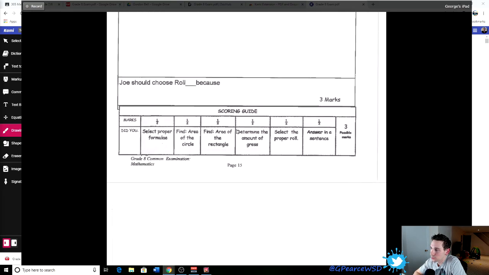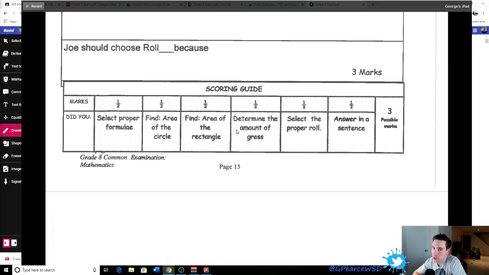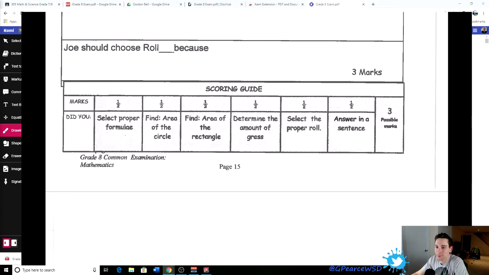Here, this is important. Let's zoom in. This stuff is going to be really important. Did you select the formula? Find the area. So you can get half marks even if you don't get the right final answer. If you can show the formula, write down the formula, find the area of the circle, find the area of the rectangle. So every step that you do, and then of course you have to show your work, right? Answer in a sentence even is half a mark.